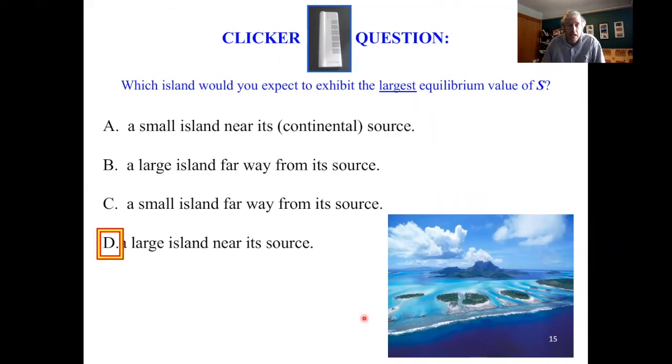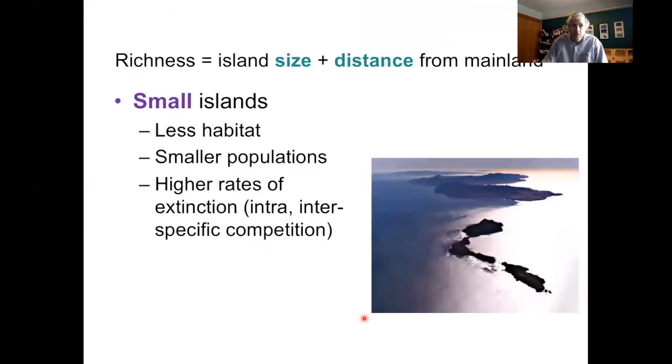Okay. Well, we would expect a large island near its source to have the largest equilibrium value for S. The reason is that a large island is going to have low rates of extinction, which reduce species, which means you've got higher species richness, and a nearby island has higher rates of immigration, which again increase species richness. So generally, in this case, we're talking about richness being a function of island size and distance from the mainland.